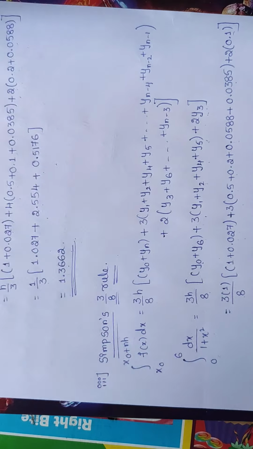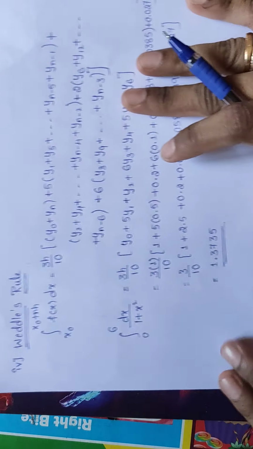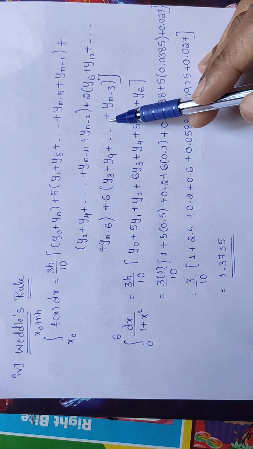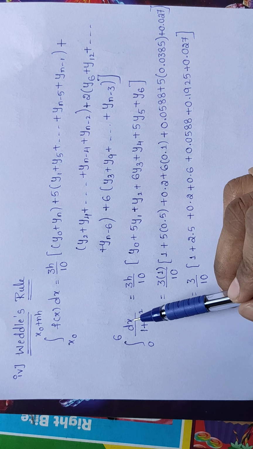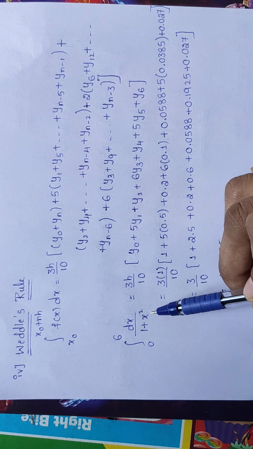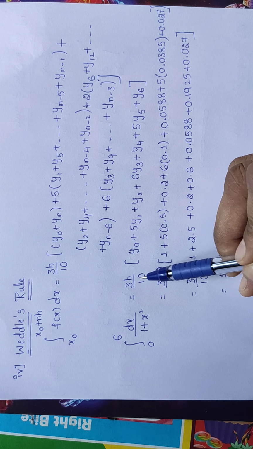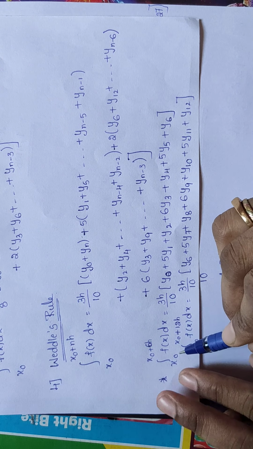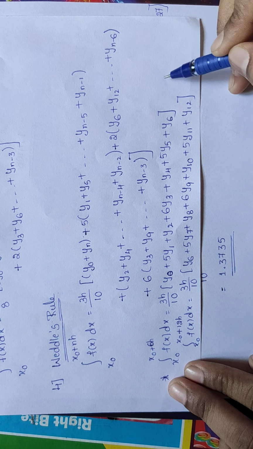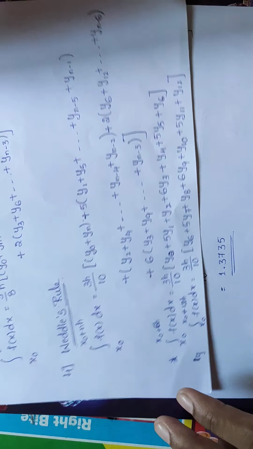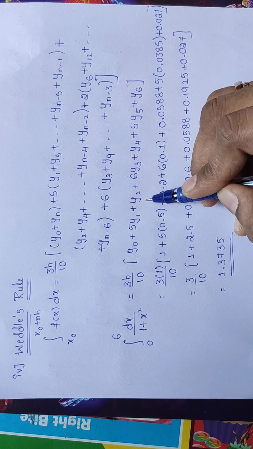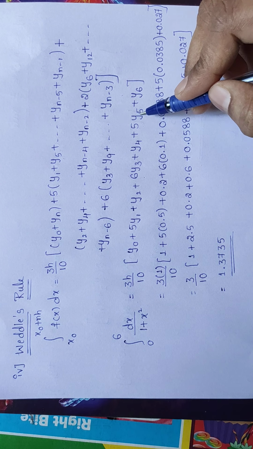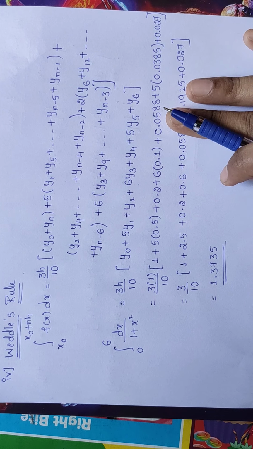And next, the last rule, that is Weddle's rule. Here it is, Weddle's rule's formula. This is a big formula, but we have to consider 0 to 6, and we have to write the integral of dx divided by 1 plus x square, because f of x, this is equals to 3h by 10. We have one formula already. I said that from x0 to x0 plus 6h, we have to consider this formula, and we have to write here y0 plus 5y1 plus y2 plus 6y3 plus y4 plus 5y5 plus y6. So go on substituting.